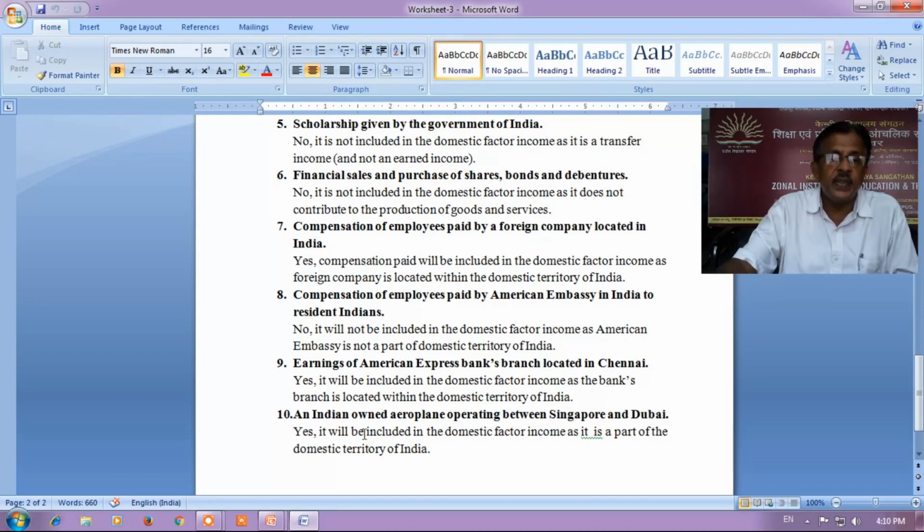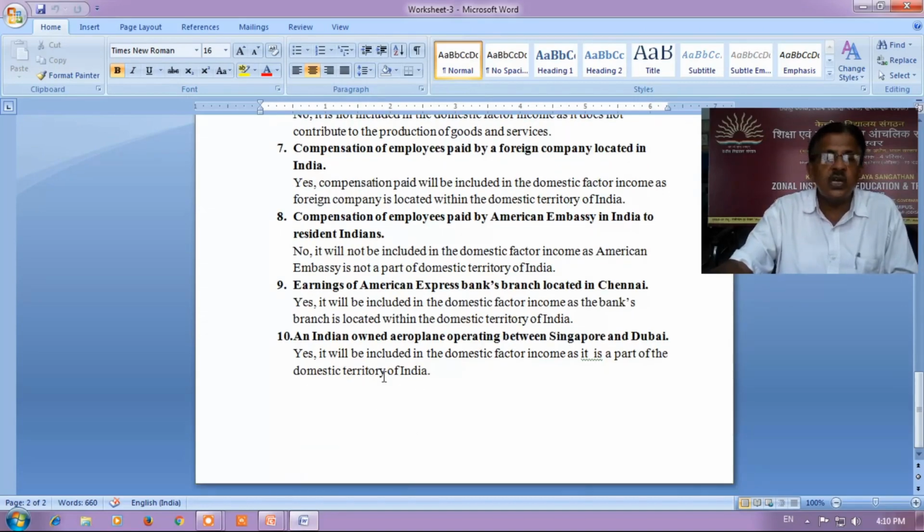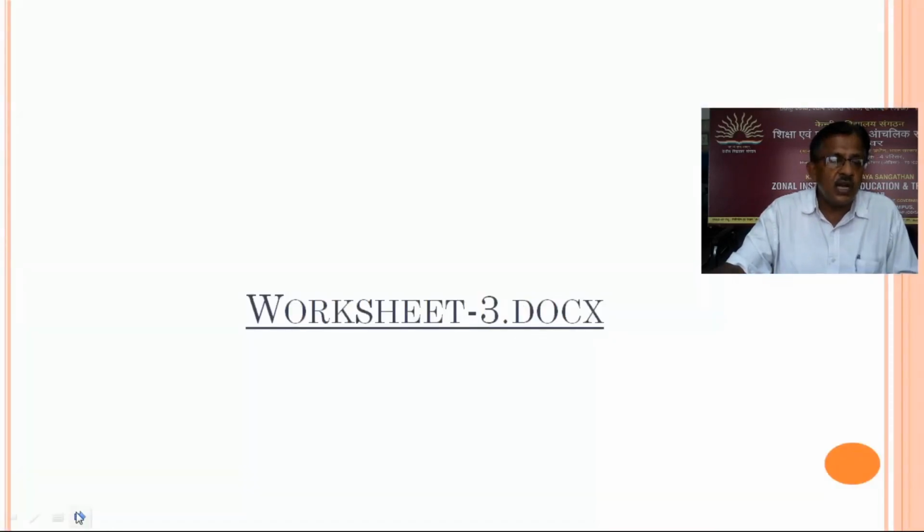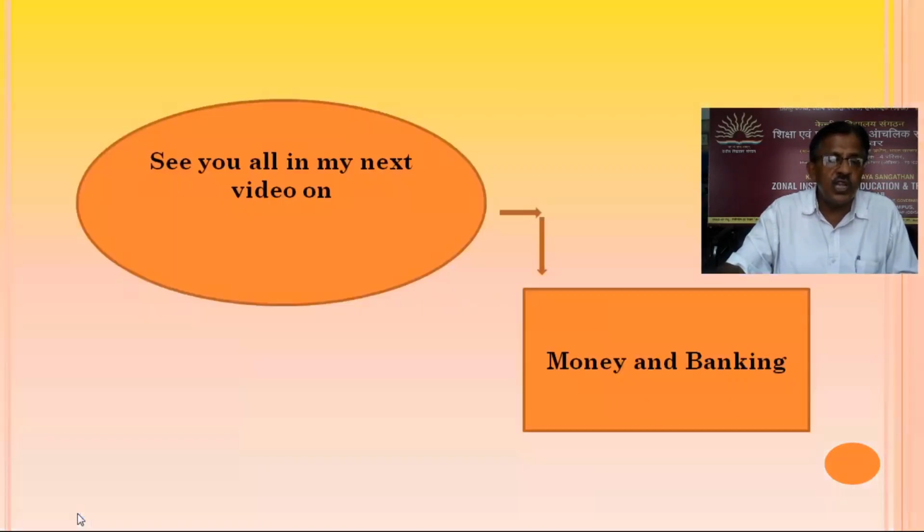An Indian-owned aeroplane operating between Singapore and Dubai. Yes, it will be included in the domestic factor income as it is a part of the domestic territory of India. So this concludes some of the items about the domestic income, and earlier we have discussed some of the items of national income. So this concludes the worksheet 1, 2, 3.